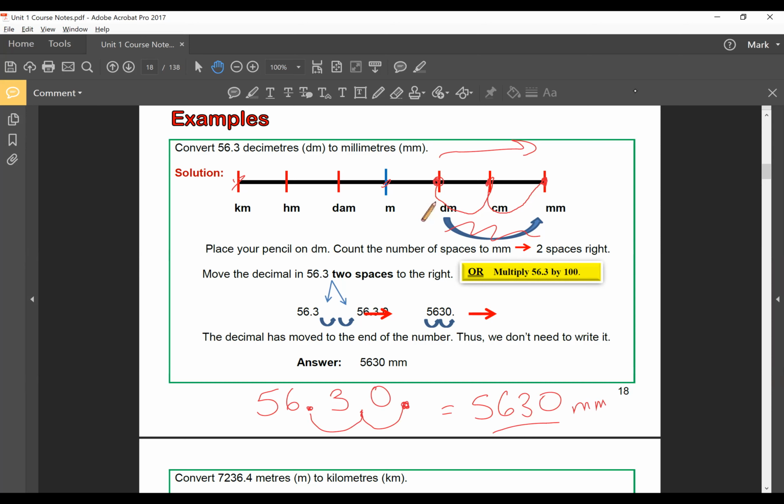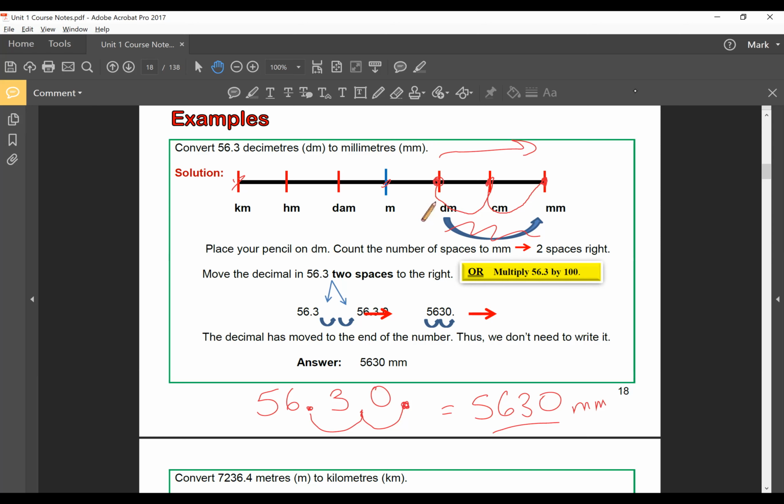Now, the other way you could do this is because I moved 2 spaces to the right, I can multiply this by 10 and 10. 10 and 10 is 100. So I could multiply this number by 100. And we will look at both of these methods. It's whatever you're comfortable with. I think traditionally I'm a multiply type of person. I know in chemistry, and I'm sorry for bringing chemistry up, it's just that's what I've taught for 8 years.